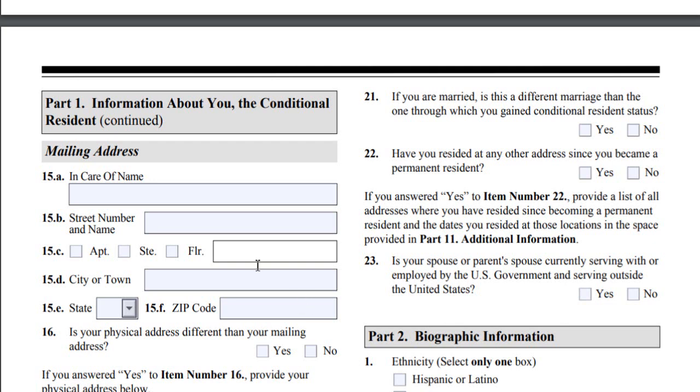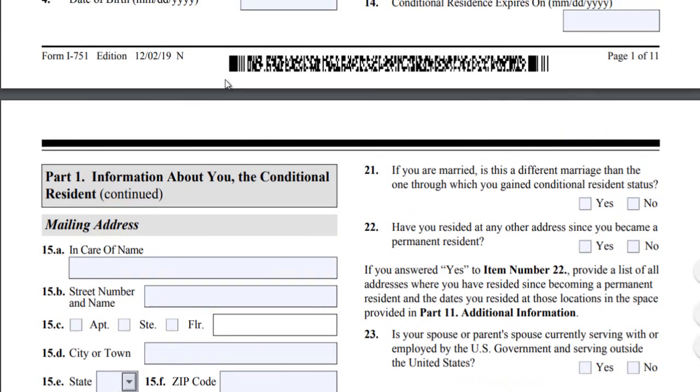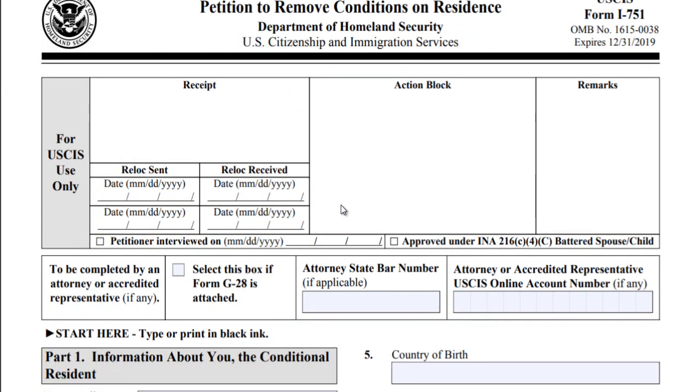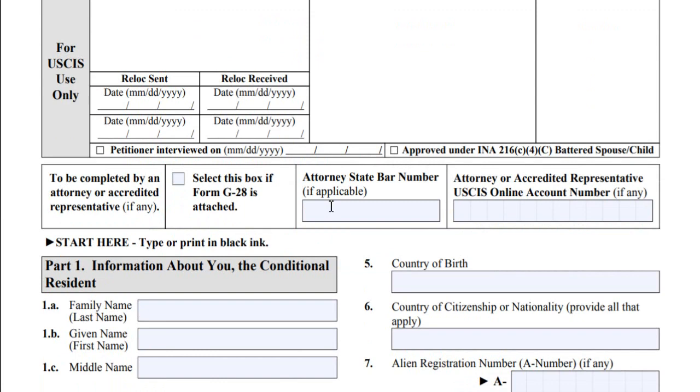So now we're going to continue, or like I said, start filling out the form. So I'm going to go up. So in Part 1, we're going to go here. Information About You. It's a section that asks for basic biographical information. That is your information, your personal information.